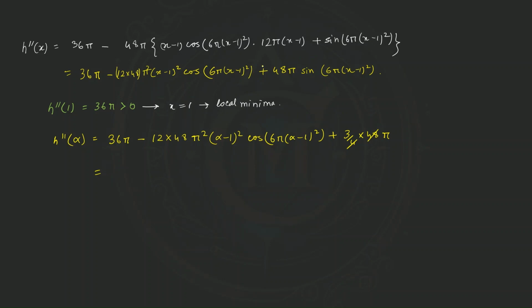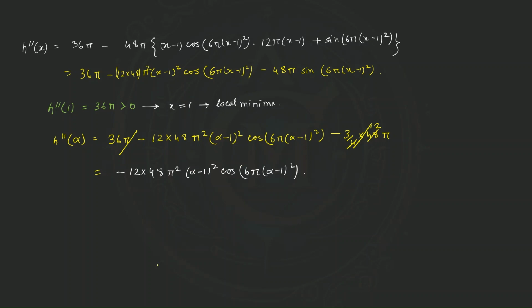I think here it will be minus, right? So minus, and here also minus. So then here 12 and 36 pi will get cancelled. And then we have minus 12 into 48 pi square, then (alpha minus 1) whole square cos of 6 pi into (alpha minus 1) whole square.